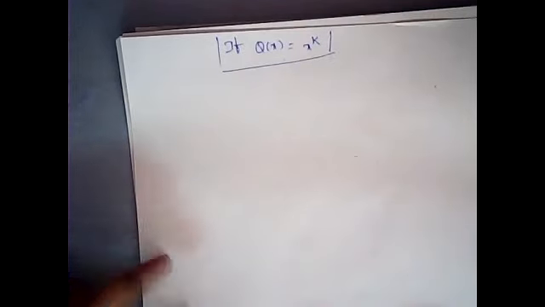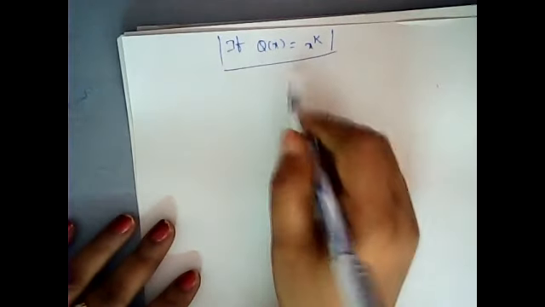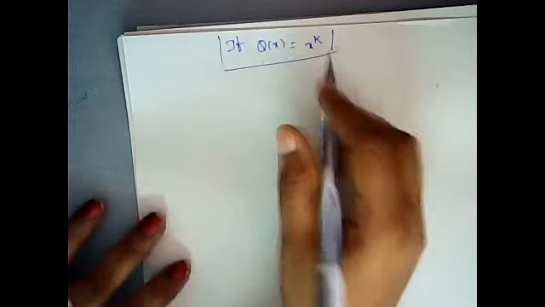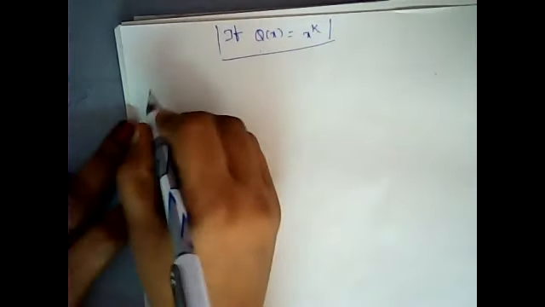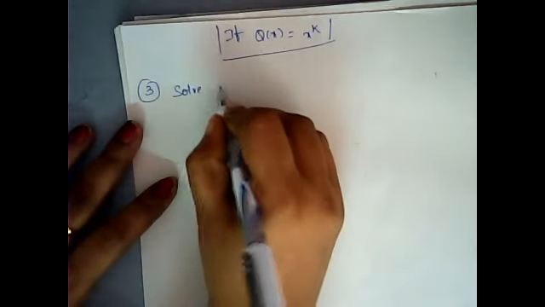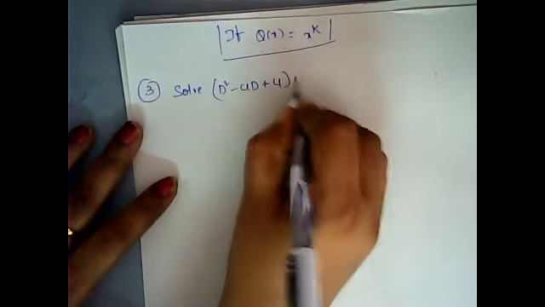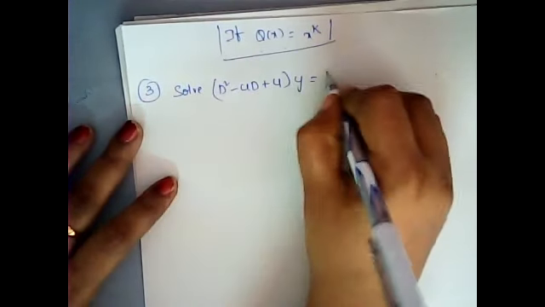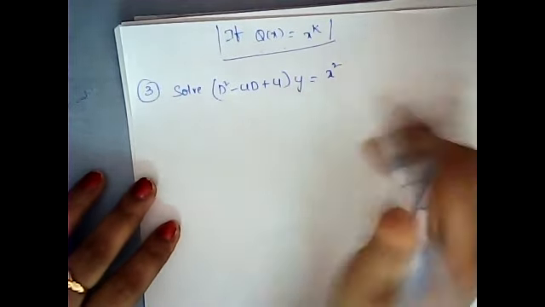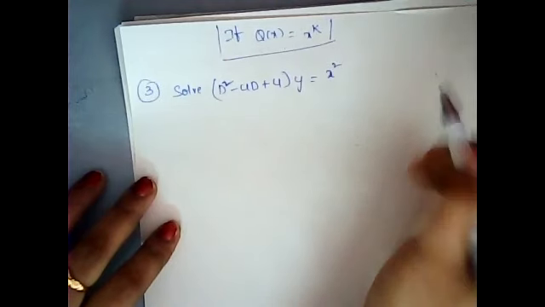Now let us see, suppose Q of x is given in the form of x power k. Then how will we solve for yc and yp? Suppose the problem was given to us in this way: solve (D squared minus 4D plus 4) y equals x squared.